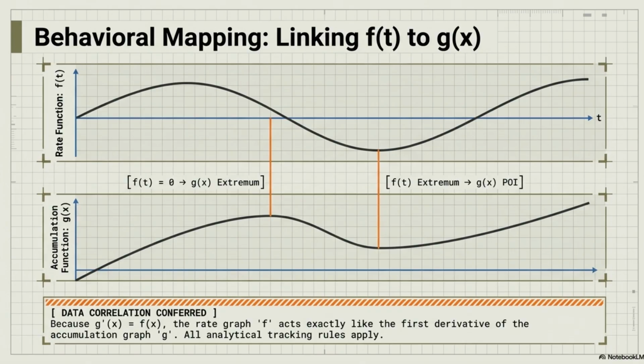This allows us to execute behavioral mapping between the rate function f of t and the accumulation function g of x. Because g prime of x equals f of x, the rate graph f acts exactly like the first derivative of the accumulation graph g. All your previous analytical tracking rules apply. For instance, when f of t hits 0, g of x has a relative extremum.